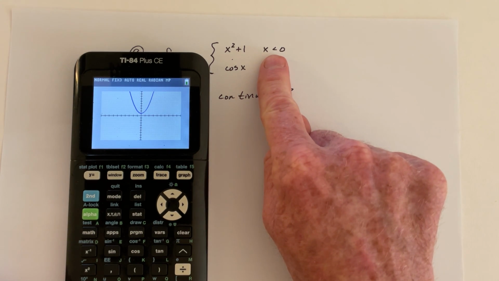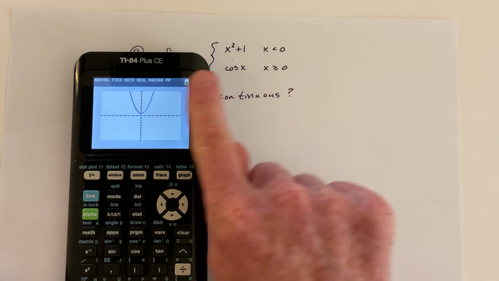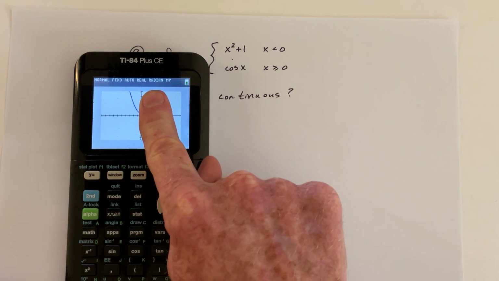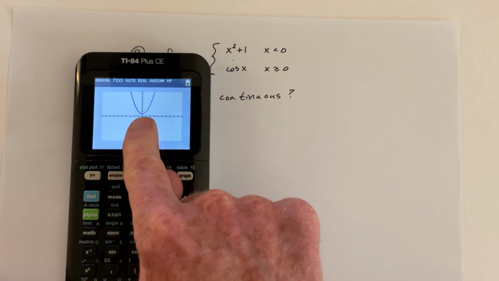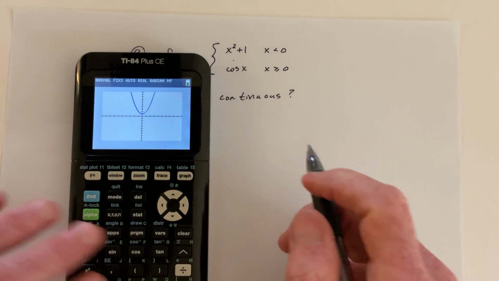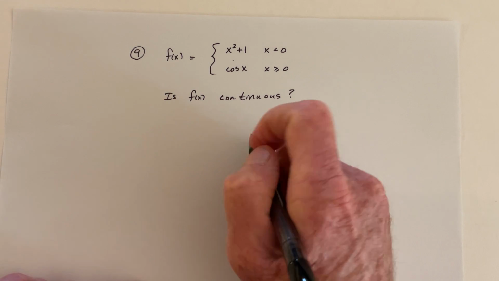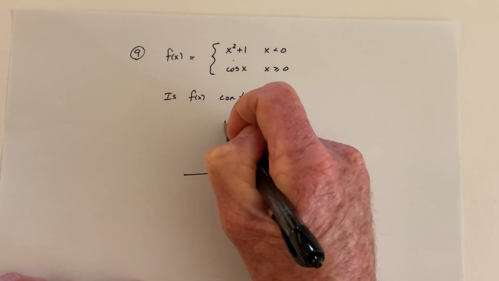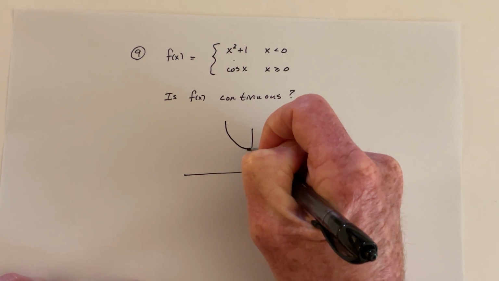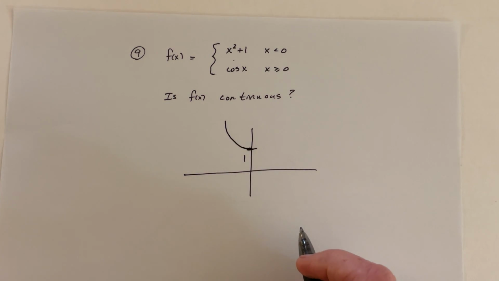But this part is saying only use to the left side of 0. So actually I'm only using this part. And that's crossing the y-axis at 1. So basically the left side of the graph looks like this. So you only use the left side of the parabola.